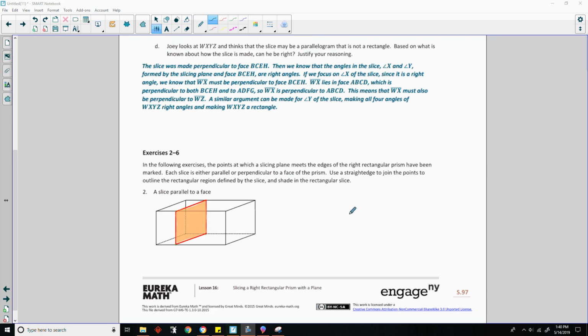Okay, so there it is. Rectangular region defined by a slice that is shaded. So this slice here would be parallel to this end if I called it ABCD. It would be parallel to ABCD. It would also be parallel to, if I called this E, F back here, G, H. It'd be parallel to the left side and the right side, in other words.